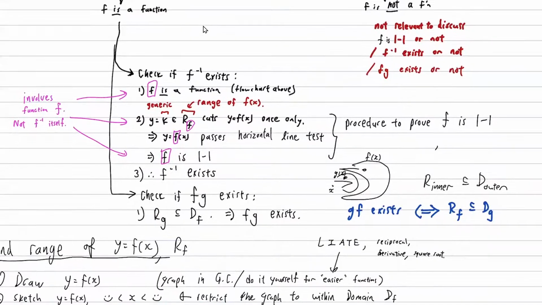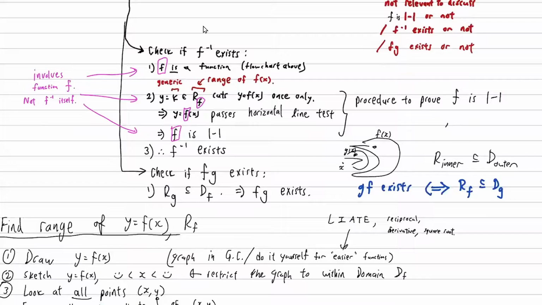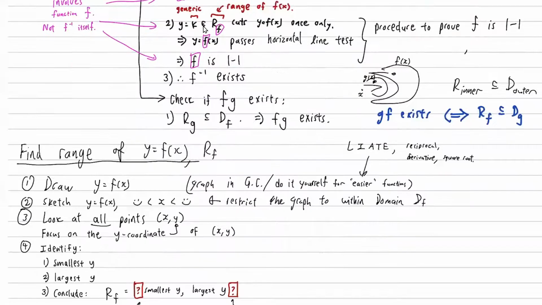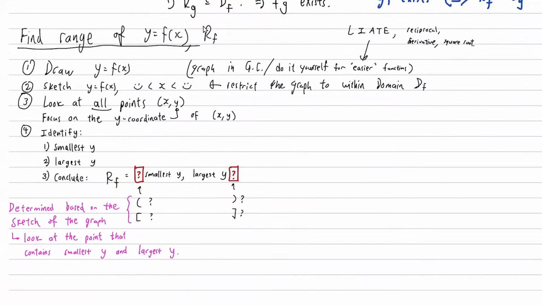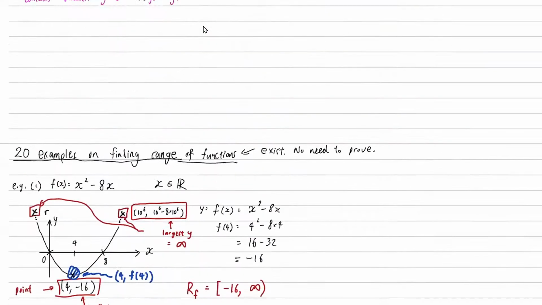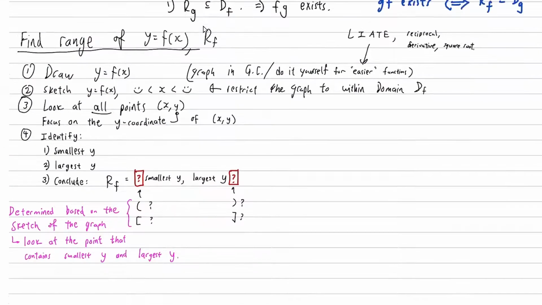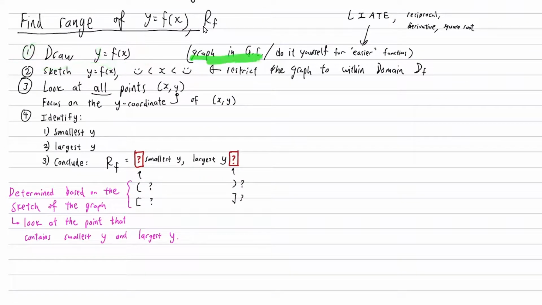Now I'm going to do many practice questions with you. Oh wait, also one more thing to recap. Finding the range, a few steps. First step, draw the y equals f of x graph. You either use a GC or you do it yourself from building up from easier functions. You have learned how to do that in graphical transformations already. I'll go through it later.